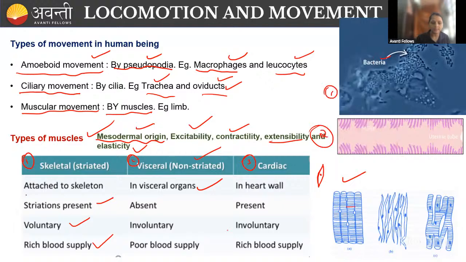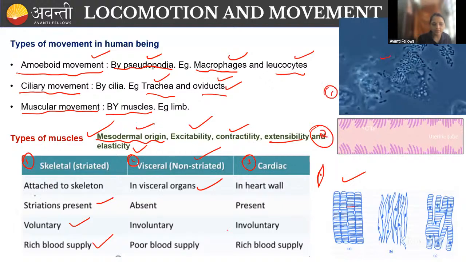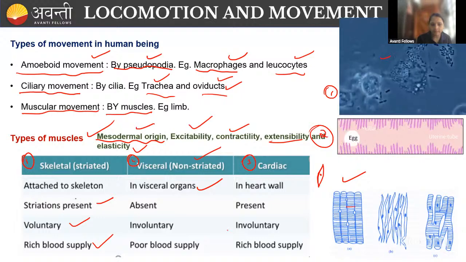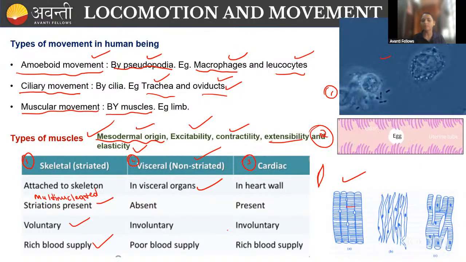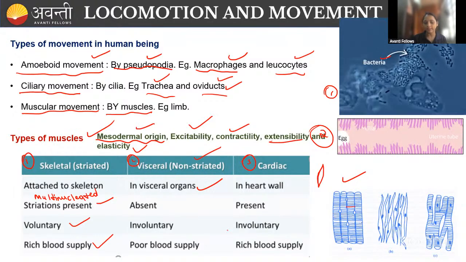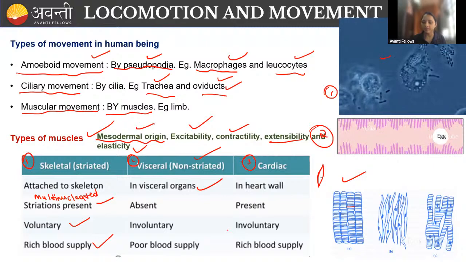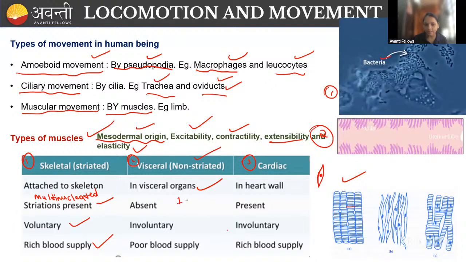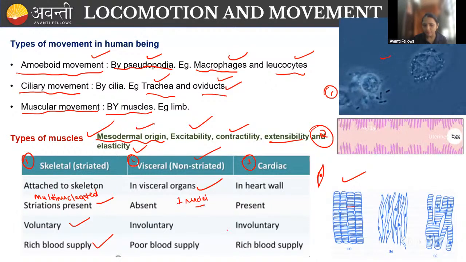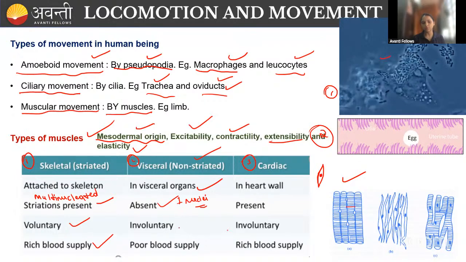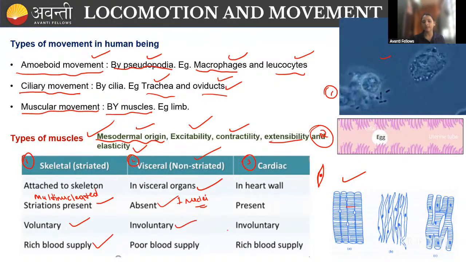Whereas skeletal muscles are multinucleated. Kindly make a note of this. Skeletal muscles are multinucleated: one cell has more than one nucleus, whereas the visceral, smooth muscles have a tapering structure and only one nucleus. Striation is absent in the smooth muscle, and these are all involuntary.